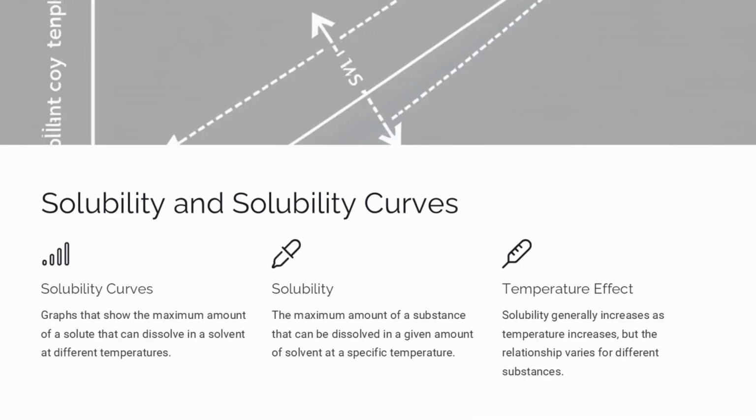Solubility curves are graphs that show the maximum amount of a solute that can dissolve in a solvent at different temperatures. Solubility refers to the maximum amount of a substance that can be dissolved in a given amount of solvent at a specific temperature. The relationship between temperature and solubility varies for different substances. In general, solubility increases as temperature increases, but the specific curve can differ.